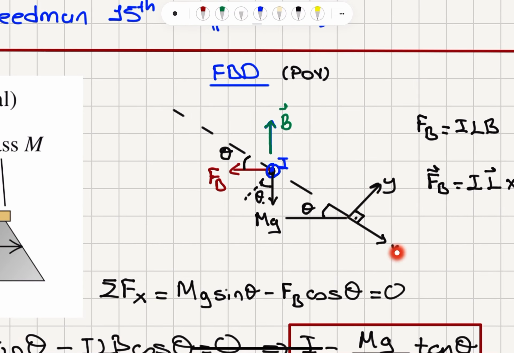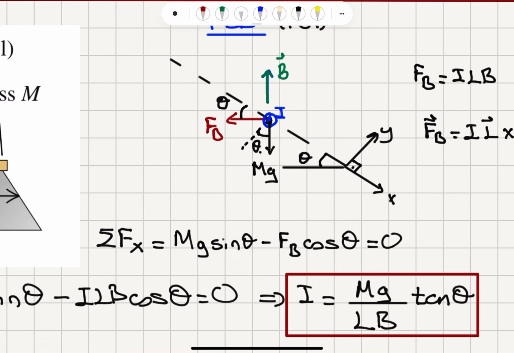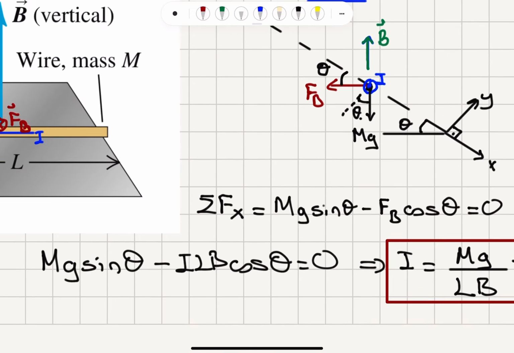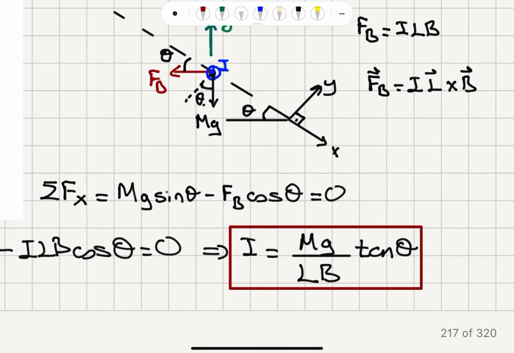And when I put my Cartesian coordinates here, the components of FB and mg perpendicular to the incline will be balanced by the normal force on the incline. But the components on the inclined plane, that is on the x-axis, should balance each other for the wire to remain at rest. It's going to be mg sine theta pointing in this direction, ILB cosine theta pointing in this direction. So when I set it equal to 0, I find that the current is mg over LB tangent theta.